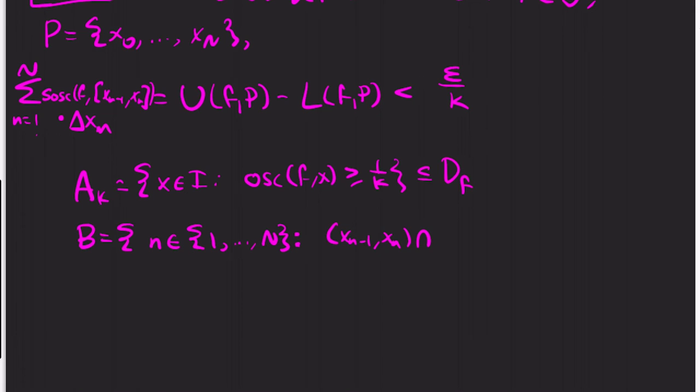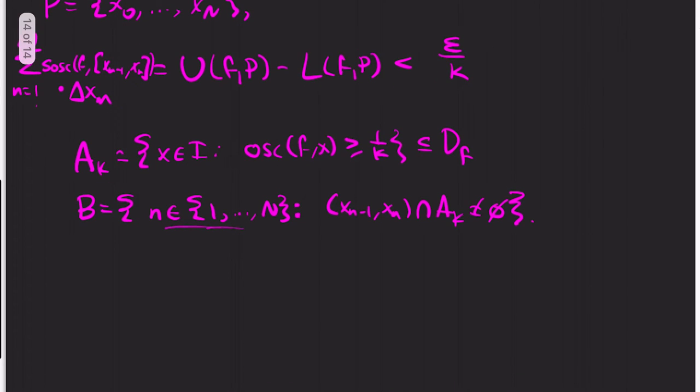So this intersection is non-empty. That means we have a discontinuity on that subinterval. So this is a set of indices here. So we note that for n in B, the supremum over x of the oscillation of f at x is greater than or equal to 1 over k.